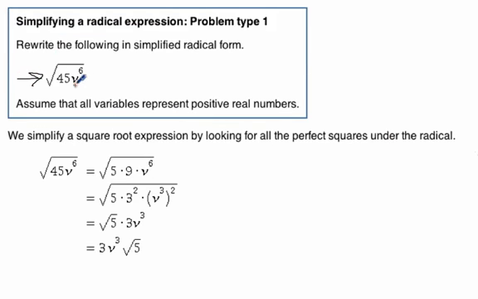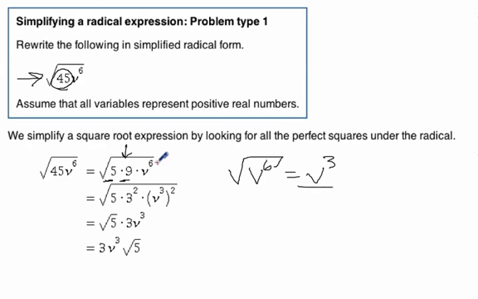Here we've got the square root of 45 v to the 6th. So once again, we want to ask ourselves, are there any perfect squares that go into 45? And the answer is, yeah, 9. 9's one of them. So we could break that down into 5 times 9. And then, of course, our new rule: v to the 6th is the same thing as v to the 3rd squared. Or you can just think of v to the 6th, that's an even exponent, so therefore it's just going to be divided by 2 and come out of the radical.